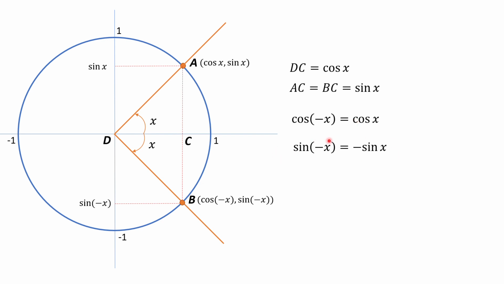Now, sine, on the other hand, does care about the sign of x. In fact, it cares in a certain way. Sine of minus x equals minus sine of x. Functions like that, where f of minus x equals minus f of x, are called odd functions. And sine is an odd function. Other odd functions are power functions with odd power, like x, x cubed, x to the 5th, x to the 7th, and so on.